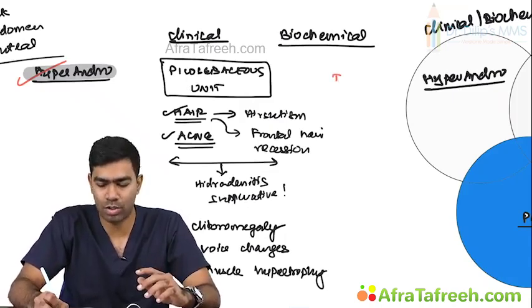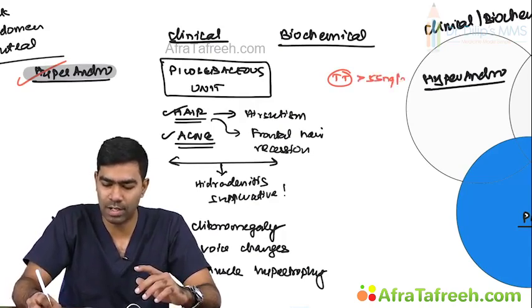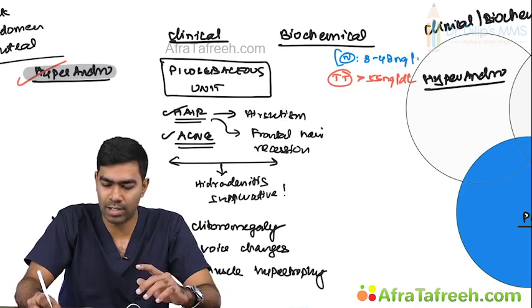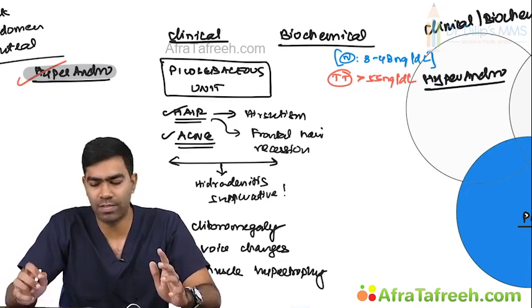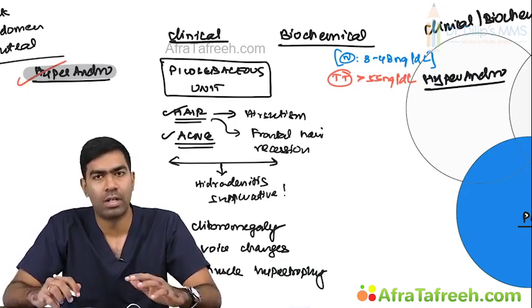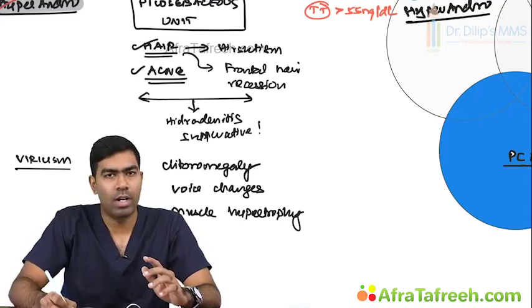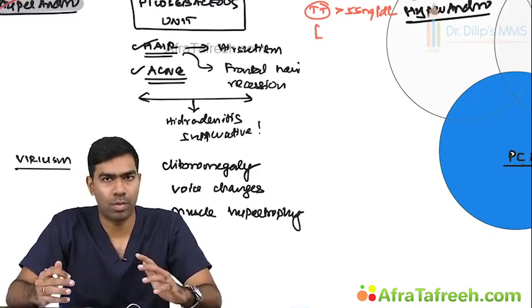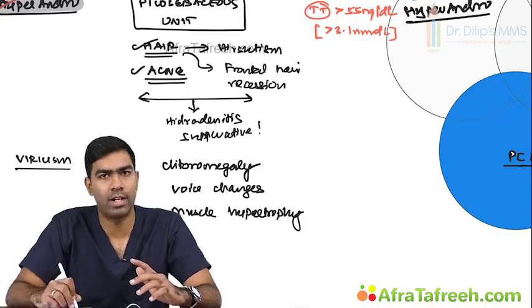Remember, we are going to do total testosterone. If it's more than 55 nanograms per deciliter, remember the normal total testosterone levels are somewhere around 8 to 48 nanograms per deciliter, so if it's more than 55 nanograms per deciliter, we call it hyperandrogenic testosterone. Or if you want to tell in nanomoles, according to your Western guidelines, in your European textbooks, they would have given more than 3.1 nanomoles per liter as elevated testosterone.